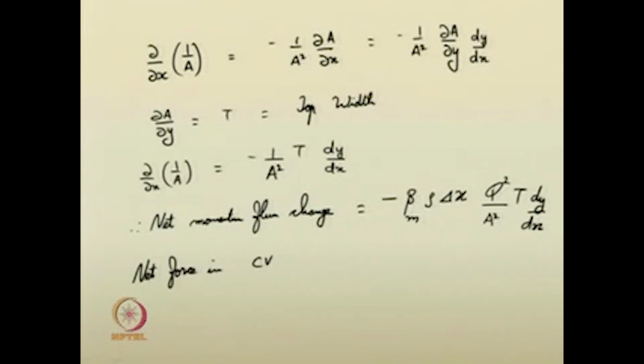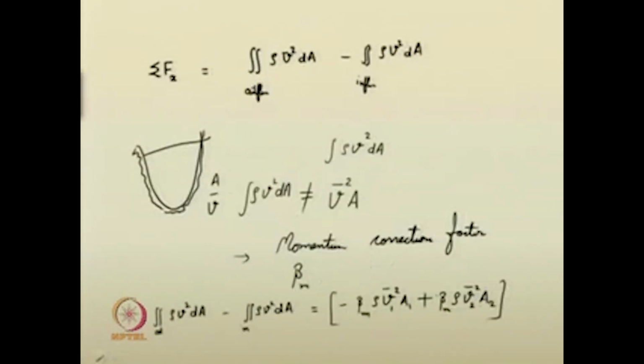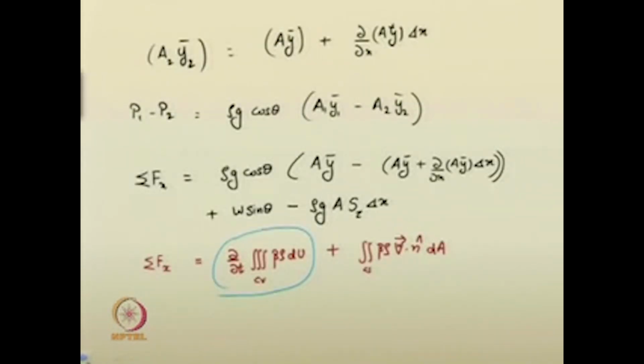Net force in the control volume, sigma Fx, is equal to minus rho g cos theta, or let me show you that equation. So, sigma Fx is equal to rho g cos theta A y bar minus A y bar plus this entire quantity. So, these things get cancelled off.